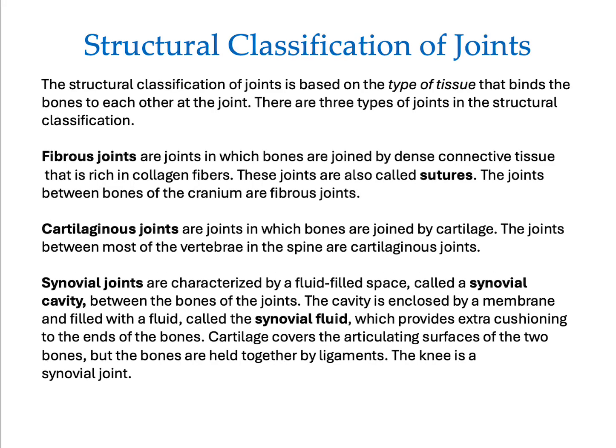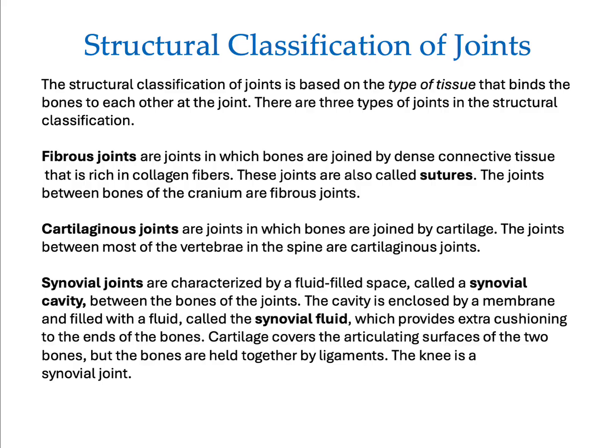Structural classification of joints. The structural classification is based on the type of tissue that binds the bones to each other at the joint. There are three types of joints in the structural classification. Fibrous joints are joints in which bones are joined by dense connective tissue that is rich in collagen fibers. These joints are also called sutures. The joints between the bones of the cranium are fibrous joints.